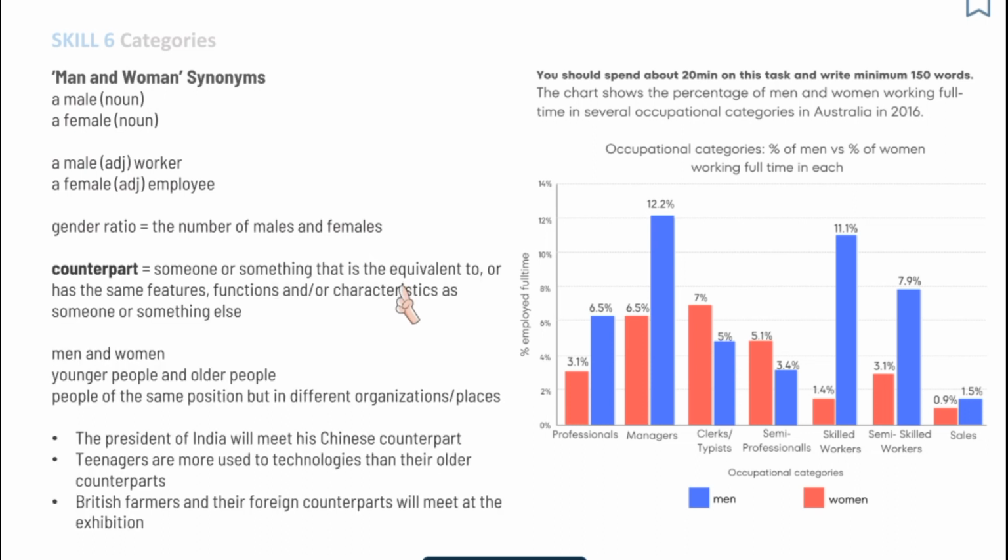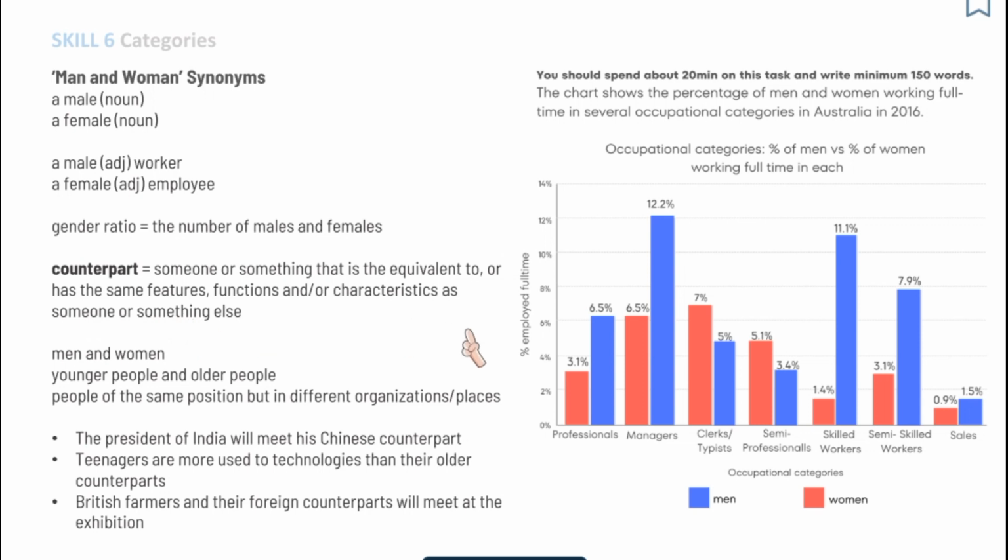A term that can be really useful in such situations is a counterpart. So a counterpart is someone or something that is the equivalent to or has the same features, functions, and or characteristics as someone or something else.